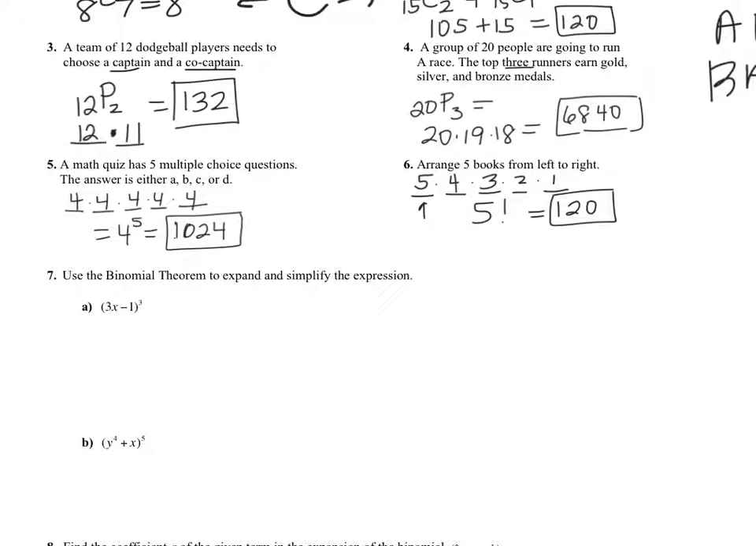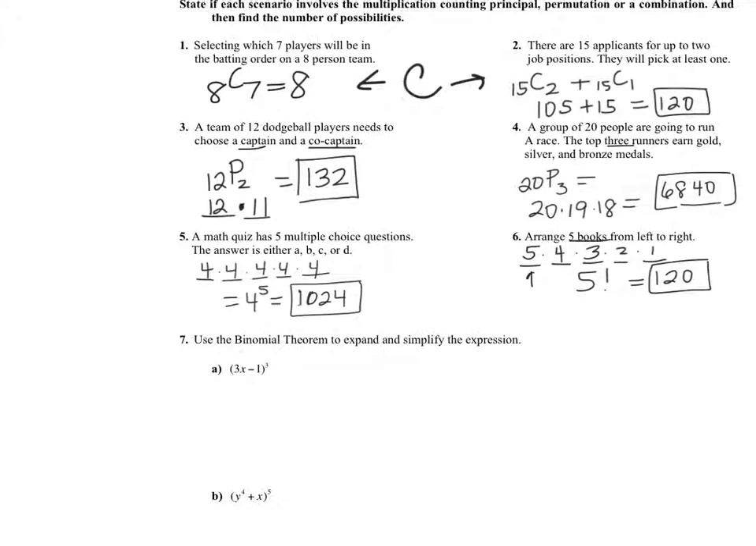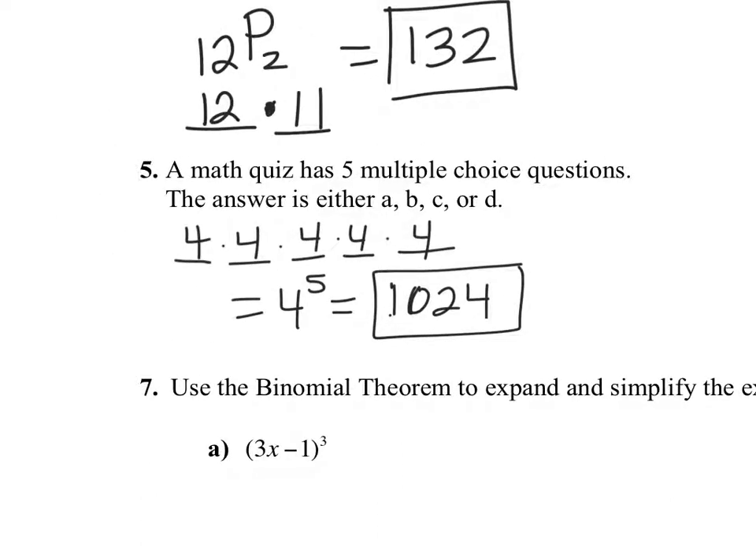How do you know it's a factorial when it's not? Well, this one, because it was all 5 books and I wasn't just choosing a few of them, it's factorials all the way down to 1. I have 2 questions. For number 5, you said that you would rather use the multiplication counting principle. Yes. You said you could still use permutations? No, you can't use permutations for that. You have to use multiplication.